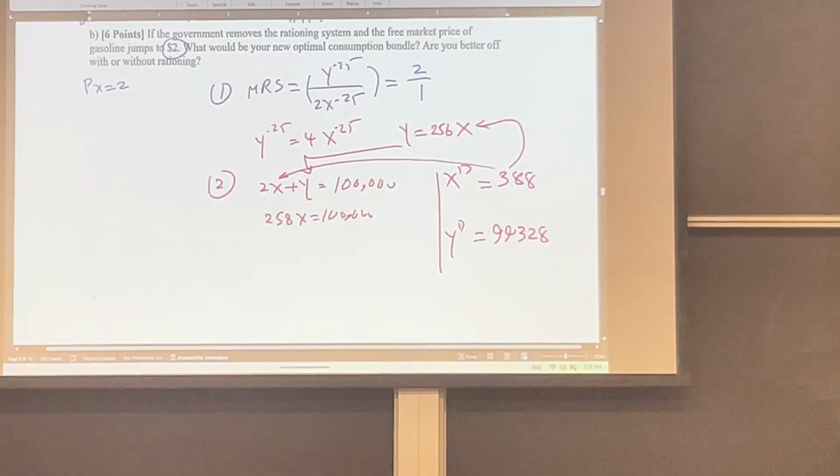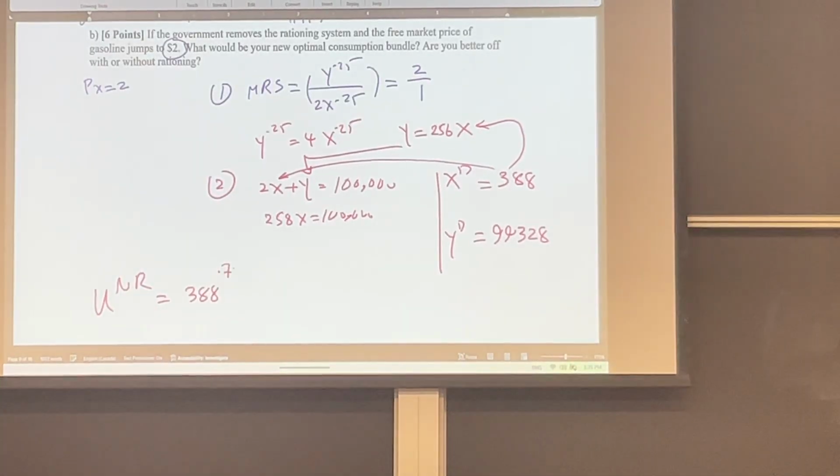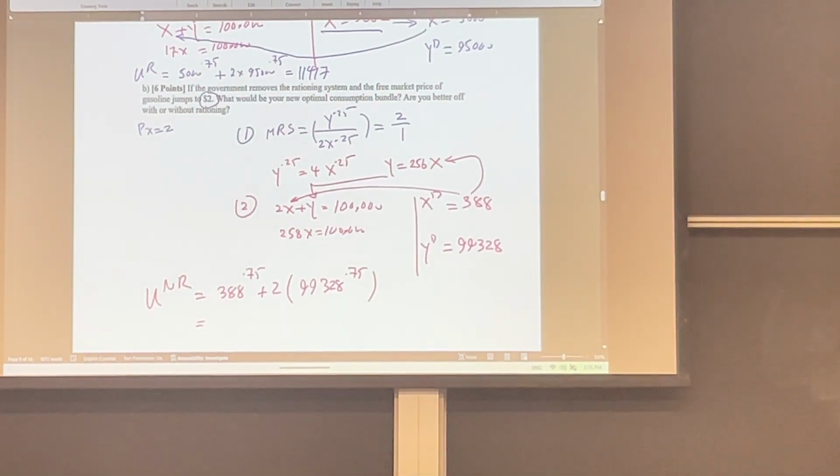So now when I get the utility of no rationing, which is 388 to the power of 0.75 plus 2 times 99,328 to the power of 0.75. What do you get? That's the satisfaction you get from no rationing. How much is it?